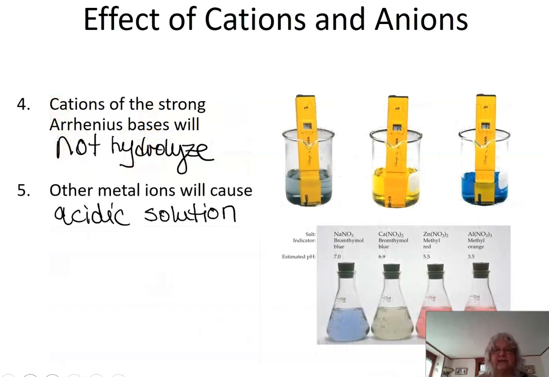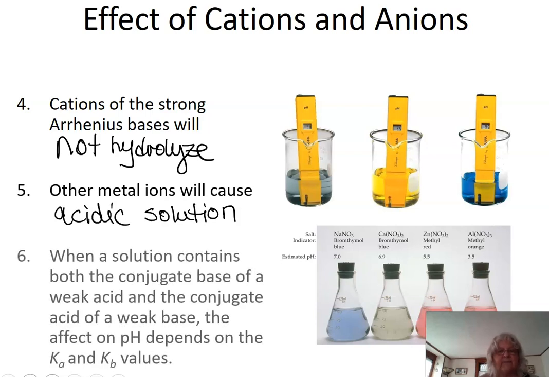Cations of the strong bases like sodium, potassium, lithium, calcium, those won't hydrolyze. Other metal ions that we just talked about, those will hydrolyze and create acidic solutions. And then if a solution has both the conjugate acid and base of a weak acid and a weak base, it's going to depend on the relative strength of the Ka and Kb as to which one it will do.